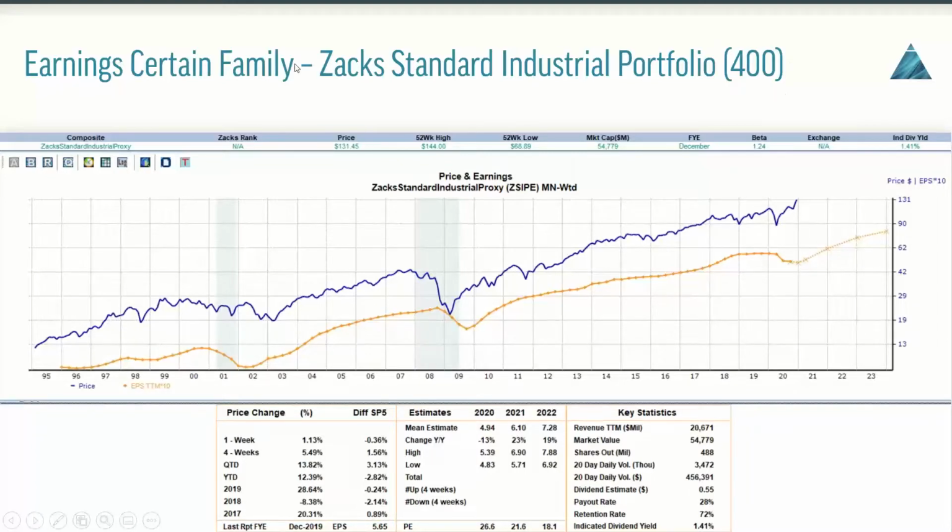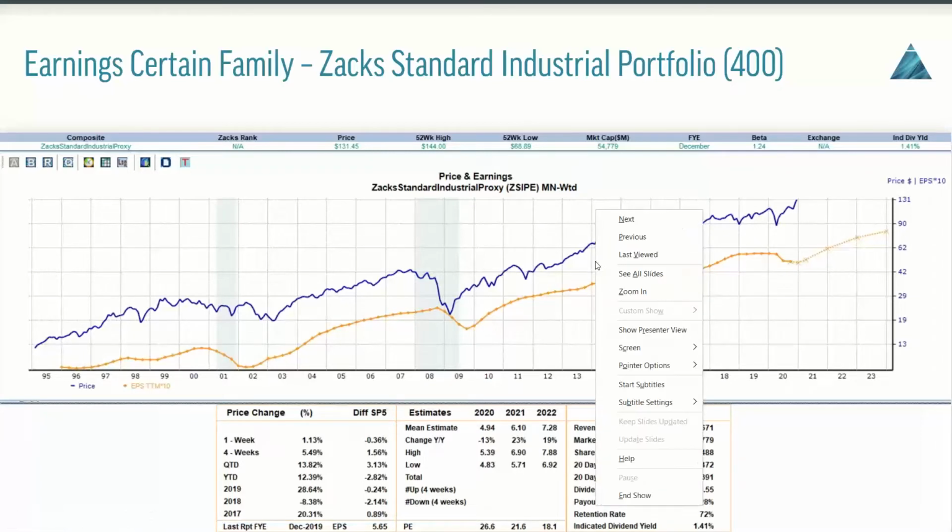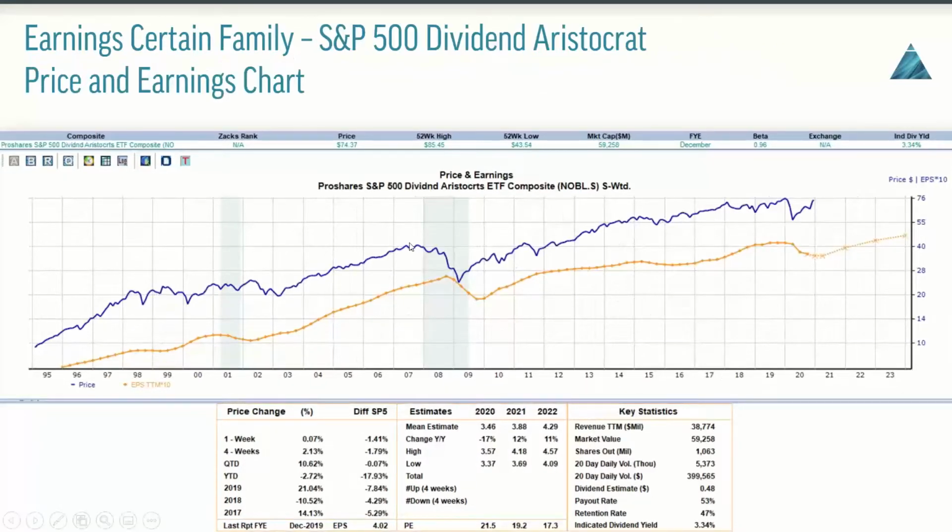And that's where we end up with the standard industrial portfolio of 400 stocks. Now, I'm going to back up for just a minute to the prior two, and I want everybody to pay attention to how similar the price action and the earnings action look to the broader proxies of the S&P 500. So we're going to go previous one slide to the Noble portfolio. You could hardly see the difference when I change the slides, right?